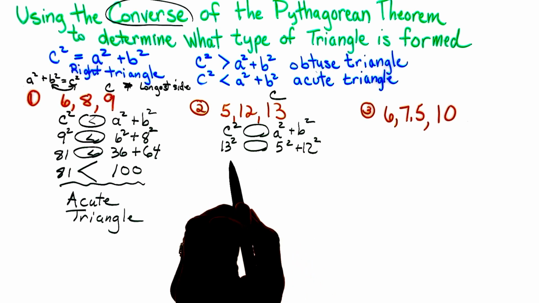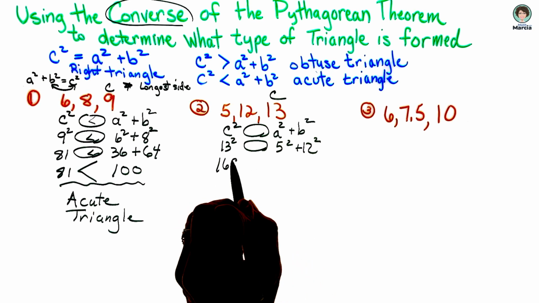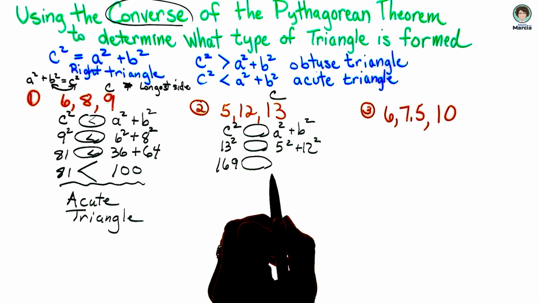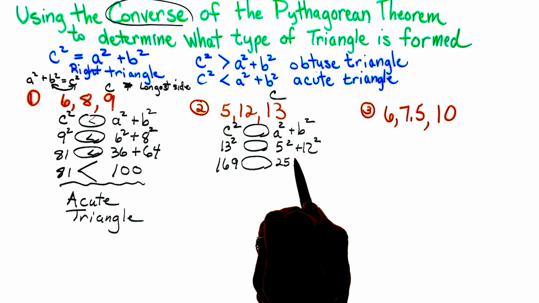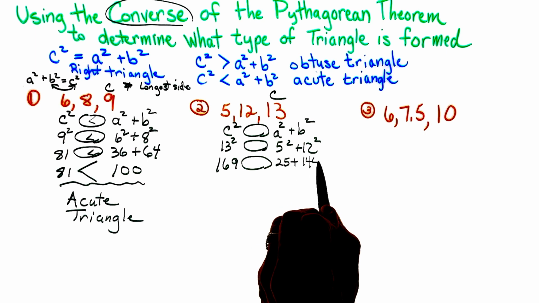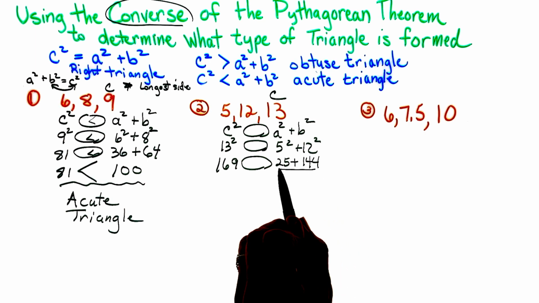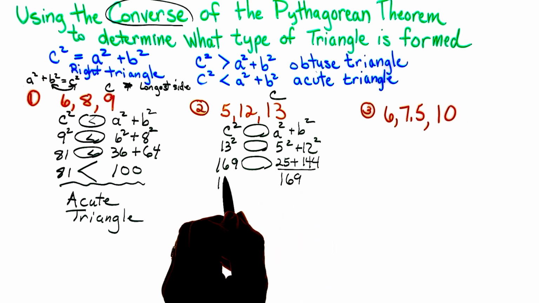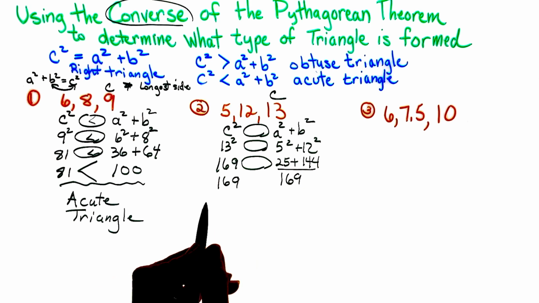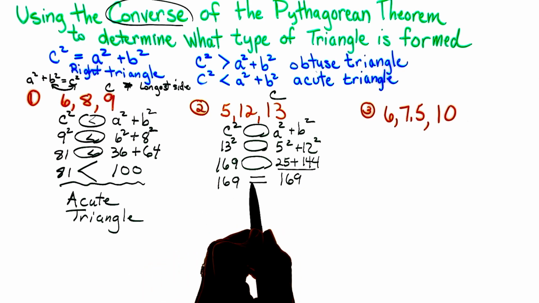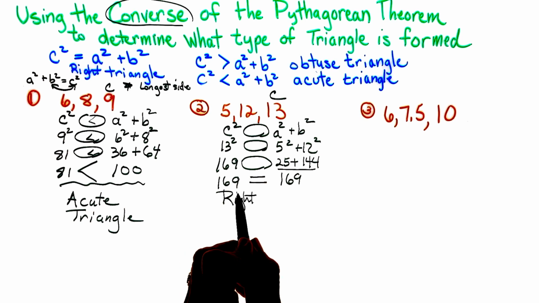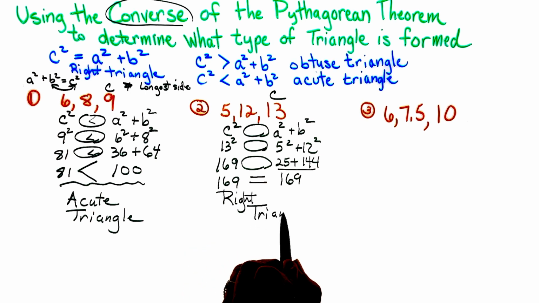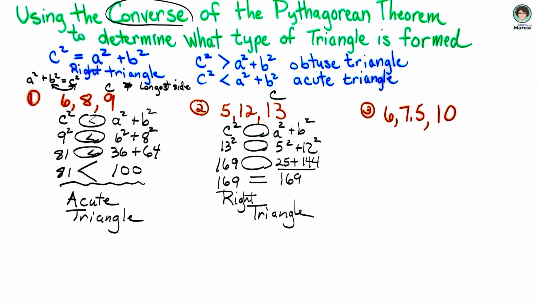13 squared, I do know, is 169. 5 squared is 25. 12 squared is 12 times 12, which is 144. When I add this together, I do get 169. And notice I had 169, so we know that those are equal. And if they're equal, this is a right triangle. It's as easy as that.